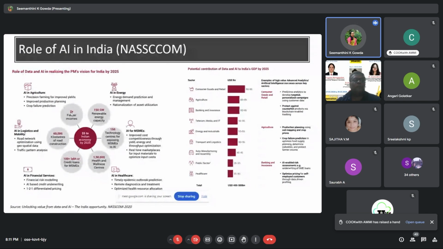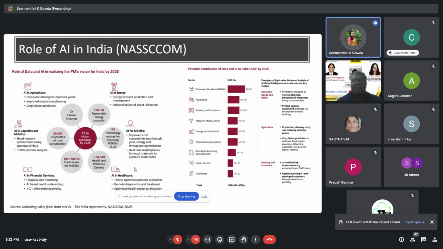AI also plays a very important role in the financial sector, for AI-based credit underwriting, AI-based credit card analysis, and fraud detection. With respect to artificial intelligence in healthcare, there are predominant applications we have seen. For example, timely epidemic predictions, and diagnostic predictions with respect to the treatment. How can we optimize the health resources?